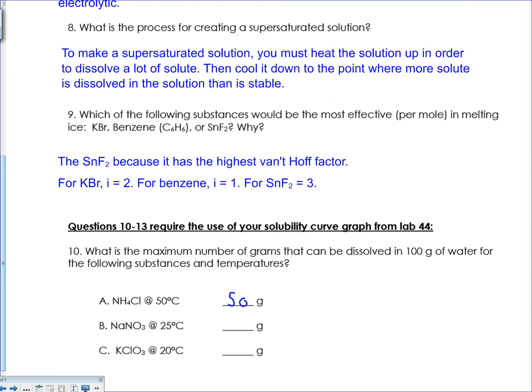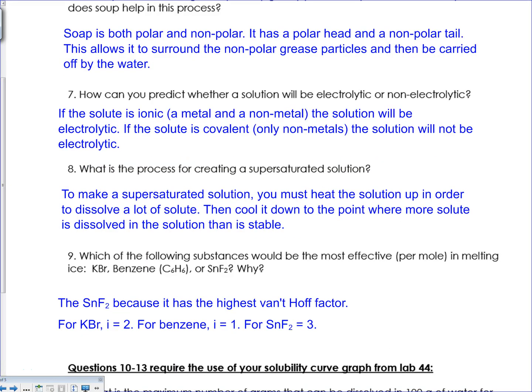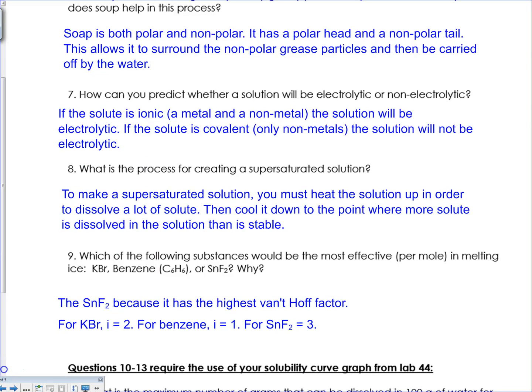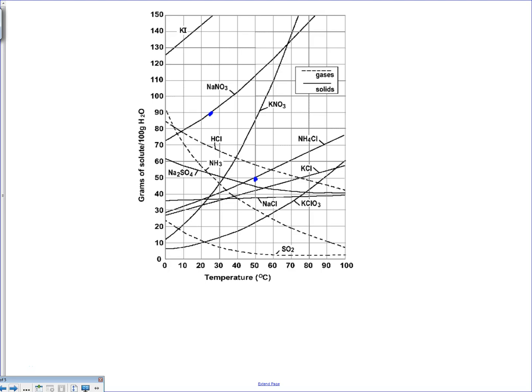If you do the same for NaNO3, and this NaNO3 is at 25 degrees Celsius, so we find 25, we find NaNO3, it's right here. You see that that looks like it's 90 grams. Okay, and then one more time, KClO3 at 20 degrees Celsius. So we go to 20 degrees Celsius, we find KClO3, it looks like it's right here. That is 10 grams.